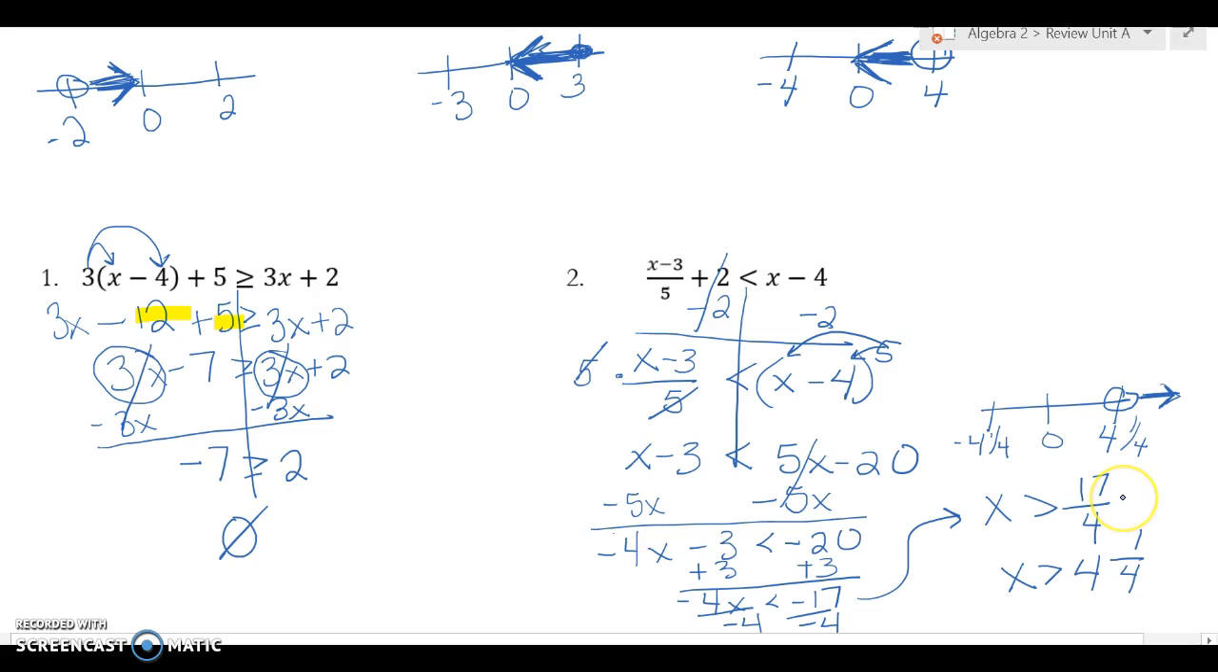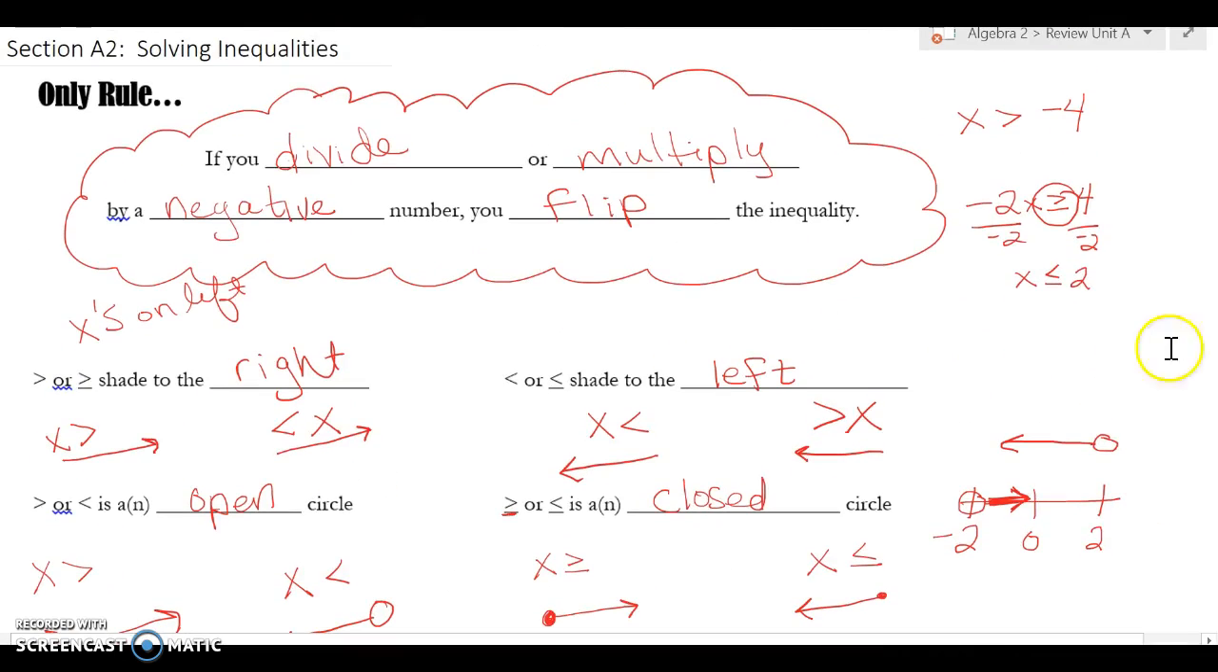So the biggest thing you have to be careful of when you're doing inequalities is this top rule. When you divide or multiply by a negative, you gotta make sure you flip. That's where people are going to make a mistake. Everything else is just like solving a regular equation.